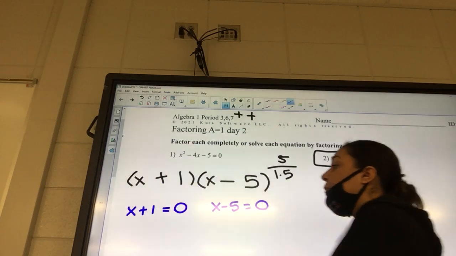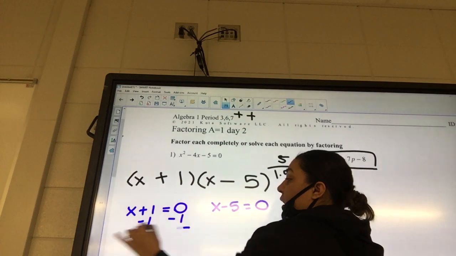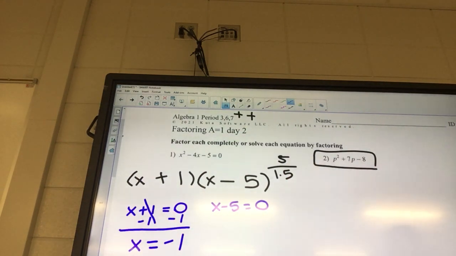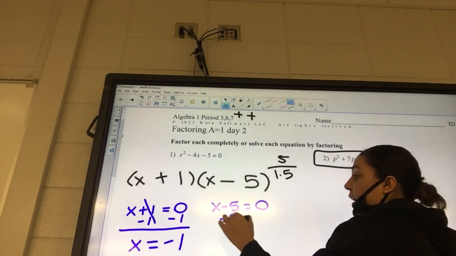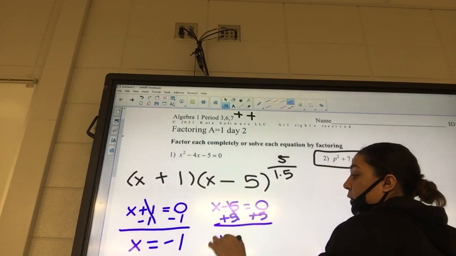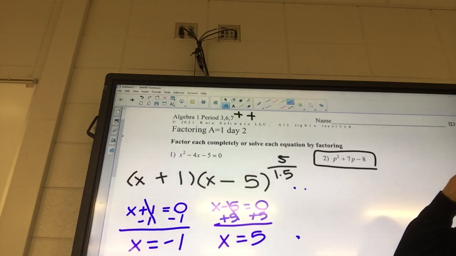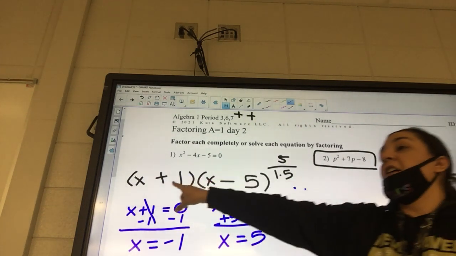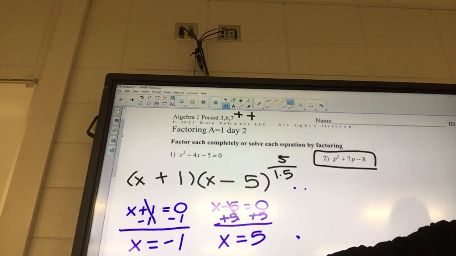Okay, so how do I get x by itself? Subtract 1 from both sides. So you get x equals negative 1. Okay, how do I solve for this one? Add 5 to both sides. x equals positive 5. What do you notice from here to here? The sign changed. So it was a plus 1. What is your actual answer? Minus. This one was a minus. What is your actual answer?